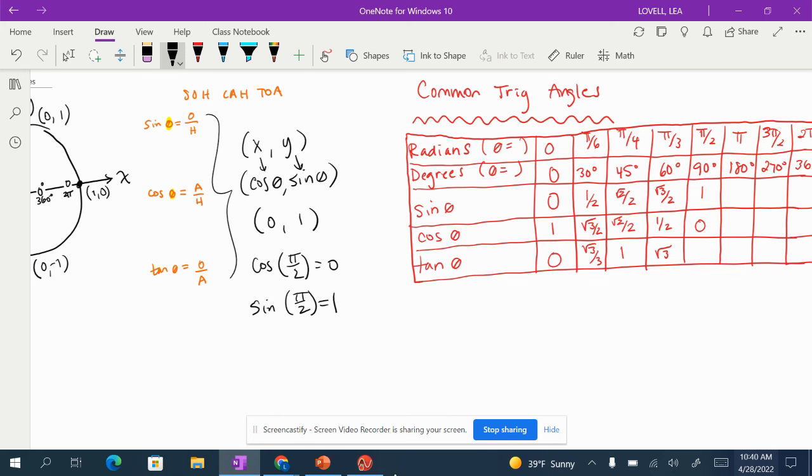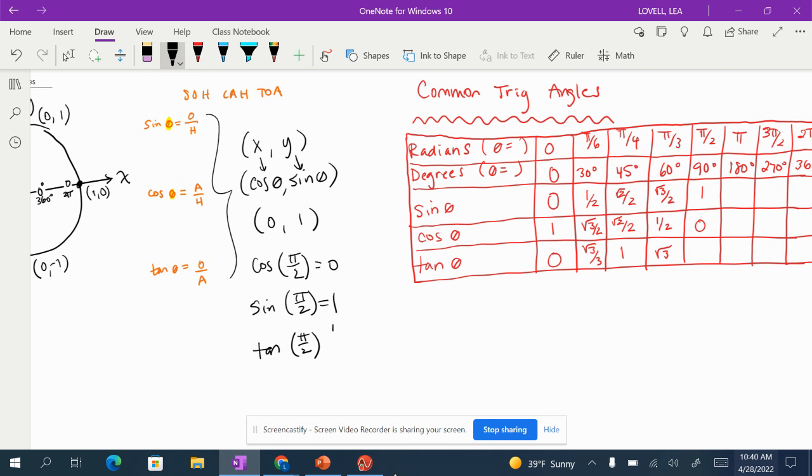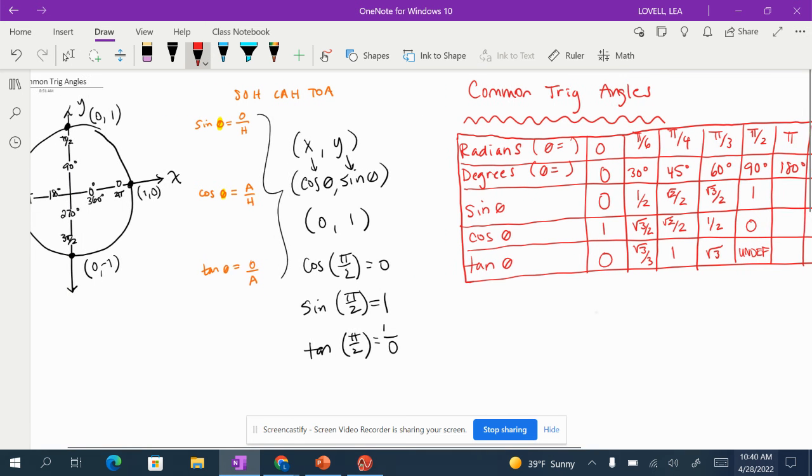And then to calculate the tangent of pi over 2, we would just do sine of theta, which is 1, over the cosine of theta, which is 0. Now we know that you can't divide by 0 in math, so we would say that at pi over 2, the tangent of pi over 2 is undefined. All right, let's go do pi now.